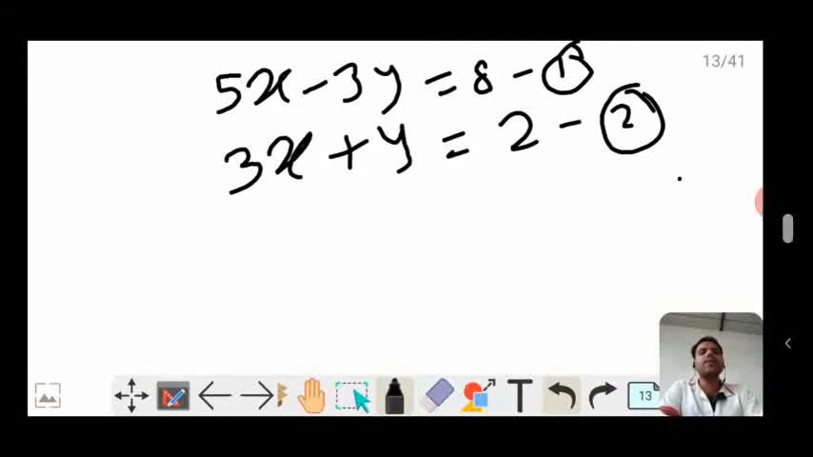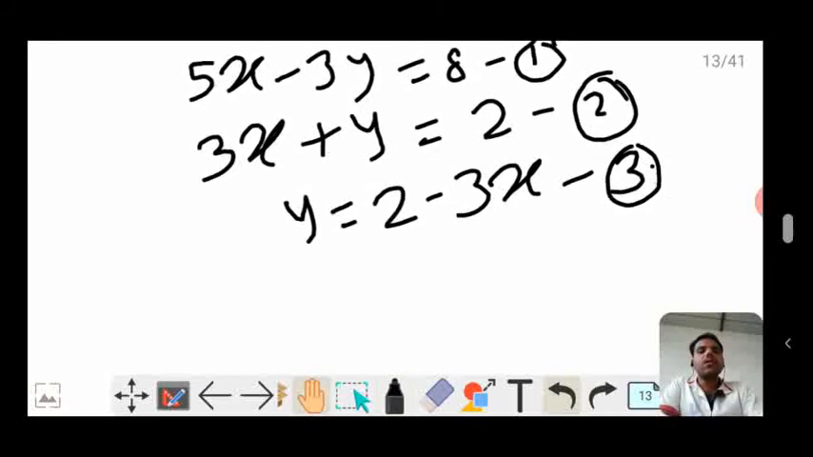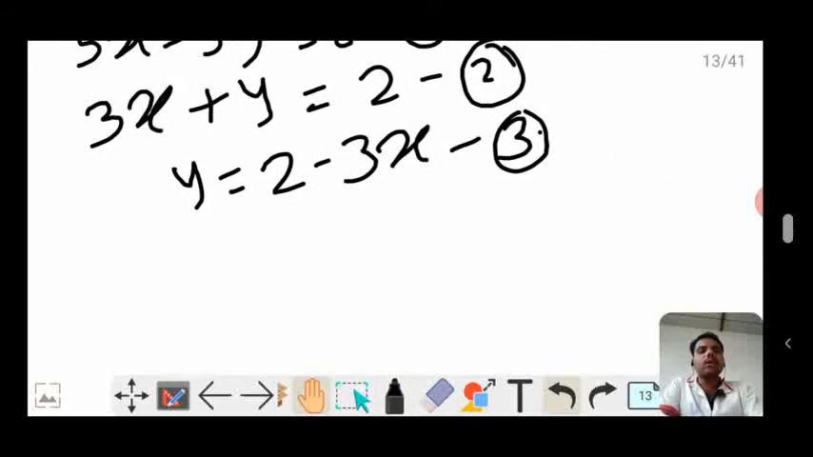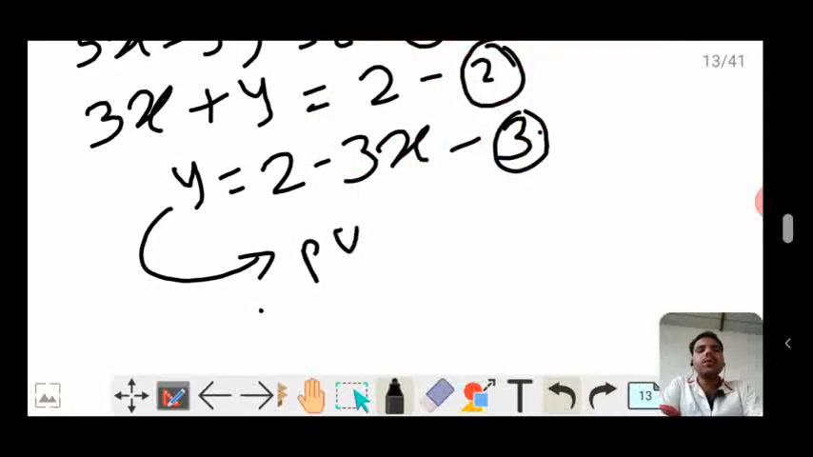So let's see how we write this. The first step is to write y in terms of x in the second equation. So we can write y is equal to 2 minus 3x. This is our equation number 3. So let's see how we solve. The next step is to put this value of y in equation 1.